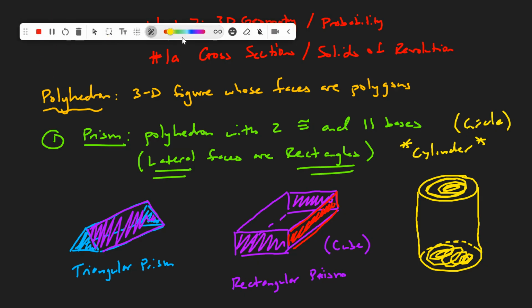Next, let's talk about pyramids. If you think of the Egyptian pyramids, that's exactly what we're talking about. A pyramid is a polyhedron with one base.